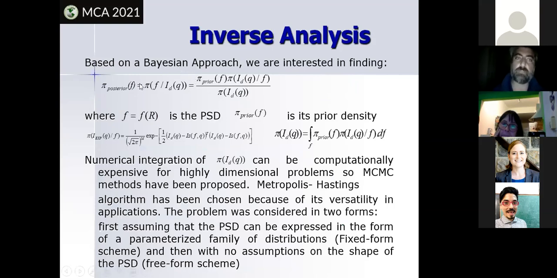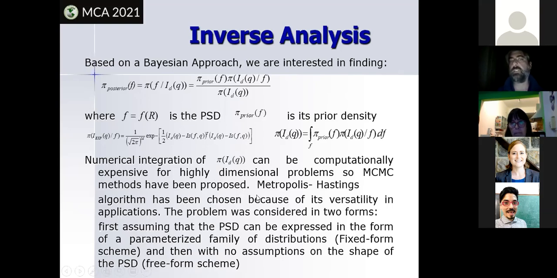We're interested in finding the posterior distribution for F, or the PSD. That is the distribution of F given the static light scattering measurements. So applying Bayes' theorem, you can see this equation, where this is the prior density and this is the likelihood term, where we assume normal measurements, and we have the density of the measurements, which can be computed through numerical integration but can be computationally expensive for high dimensional problems, so MCMC methods have been proposed.